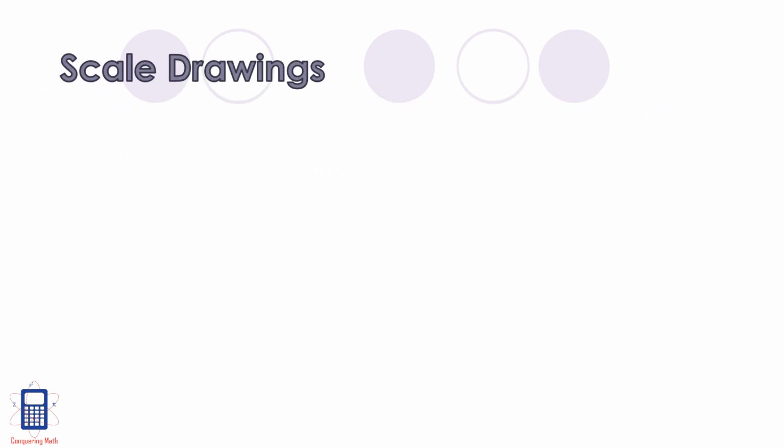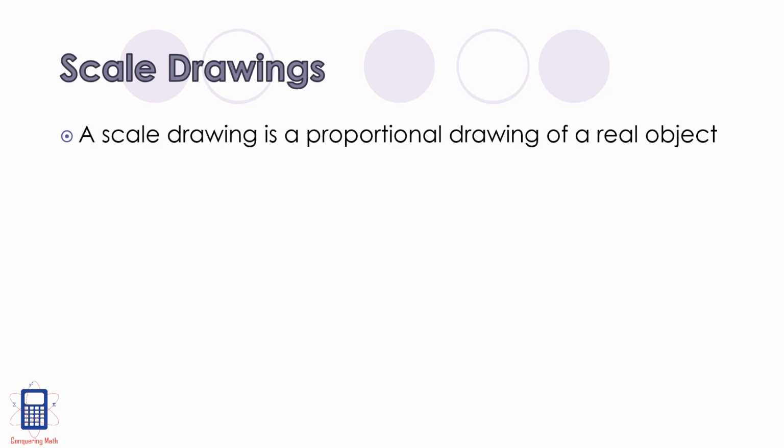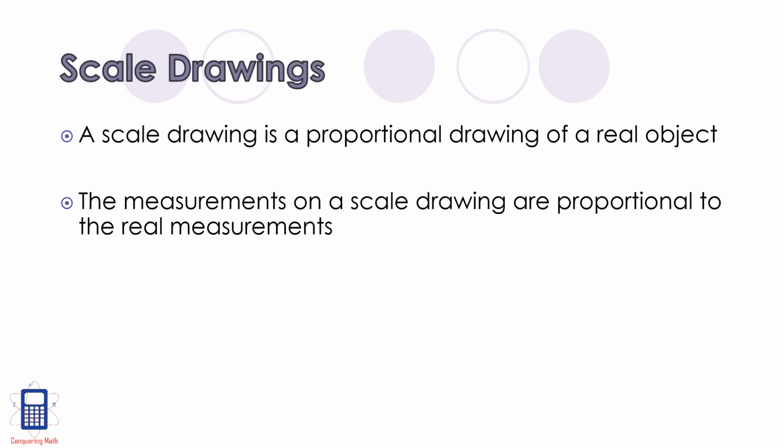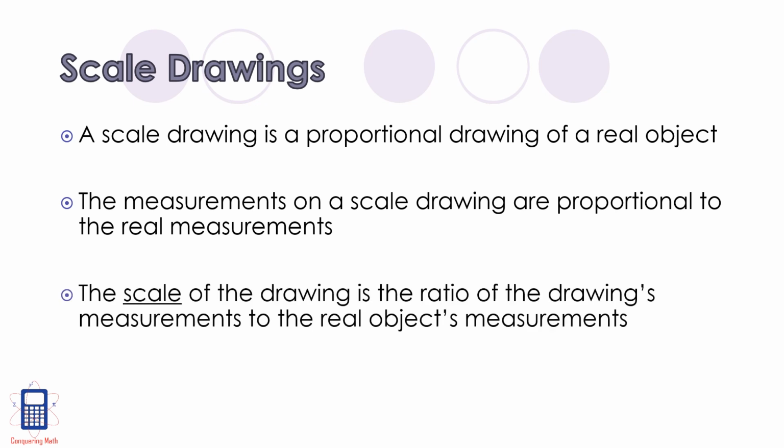As we're talking about scale drawings, we're going to be leaning on what we've learned about proportions. So a scale drawing is just a proportional drawing of a real-life object. The measurements on a scale drawing are proportional to the real measurements. So the scale of the drawing is the ratio of the drawing's measurements to the real object's measurements. A map scale is a great example of this. For example, if I had a drawing, it might be 1 inch for every 5 feet of the actual object.